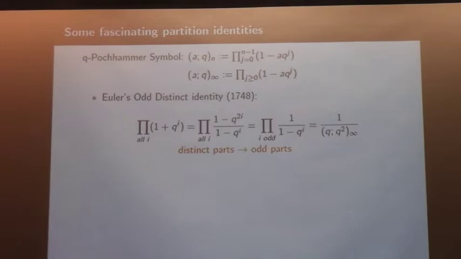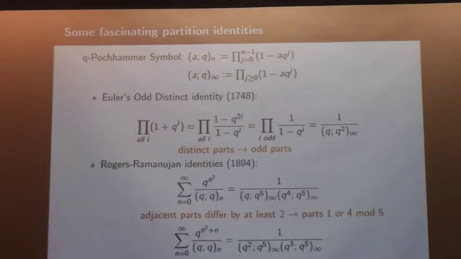So this applies to any integer n. I think that's very fascinating. But it also has just a one-line generating function proof. It also has a bijective proof, which is not too hard, but I won't talk about it here.